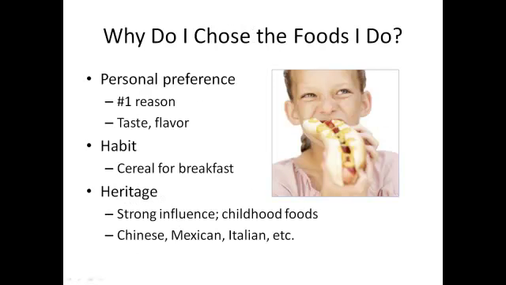So why do we eat the foods we do? These are the top 3 reasons. The number 1 reason we choose what we eat is taste and flavor. That hot dog tastes really good. Ice cream is extremely yummy. The next reason we choose foods is out of habit. If you grew up eating cereal for breakfast, most likely, even as an adult, you still choose cereal for breakfast.